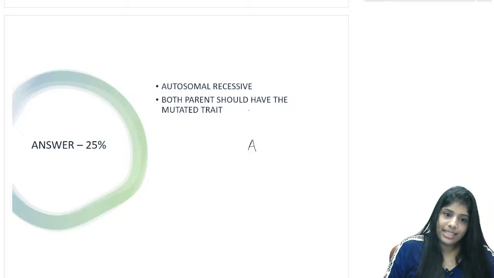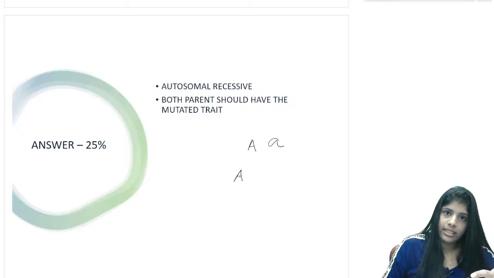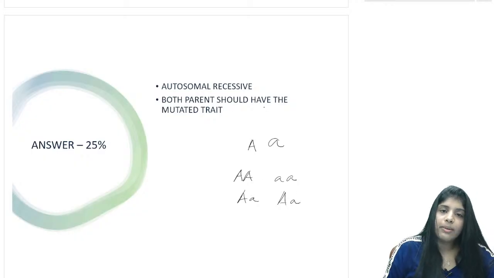We can consider A as a normal allele and small a as a diseased allele. Consider the mother and father. The combinations that can happen are A, small a, and again A, small a. This is autosomal recessive, so if the person has to be diseased, both the alleles have to be defective. The small a is defective here, so this person is going to get beta thalassemia. This one is a carrier, this is a carrier, and this is a normal person. So what is the chance? A 1/4 chance, that is 25%.